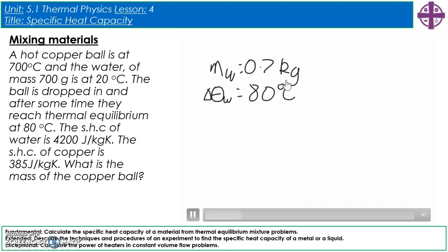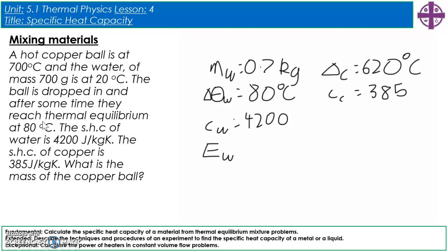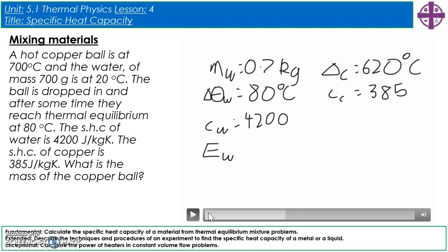I've got the mass of the water, the change in temperature of the water is 80 degrees Celsius, the heat capacity of the water, and the change in temperature of my copper is 620 degrees Celsius because it goes from 700 down to 80, and the specific heat capacity of my copper. What I can say is that the energy gained by the water is equal to the energy lost by the copper.